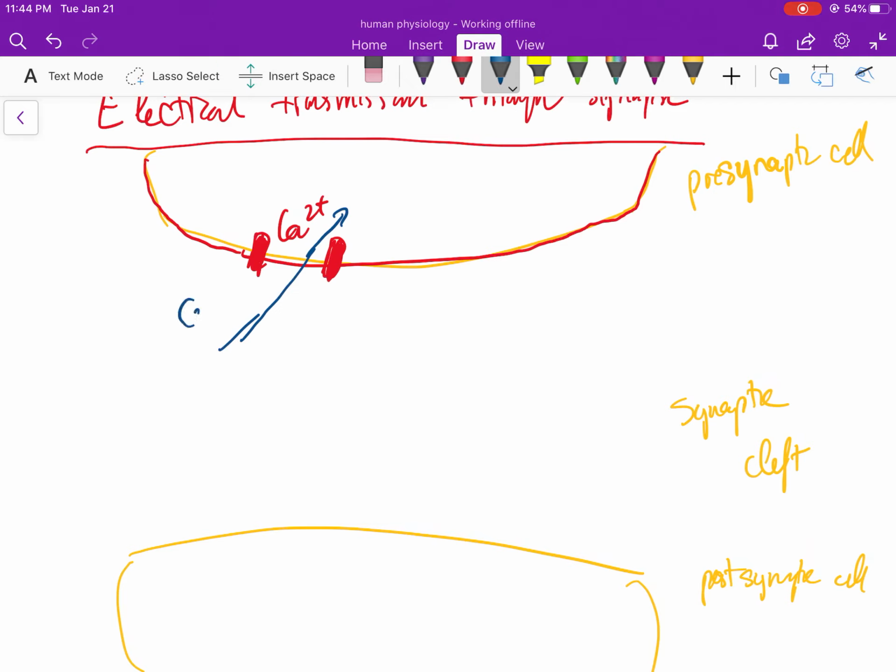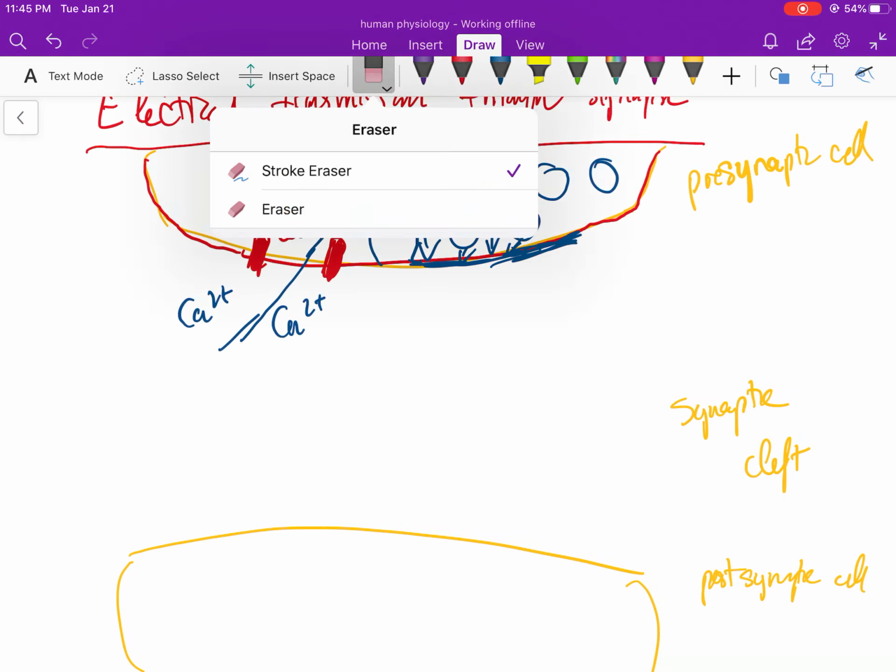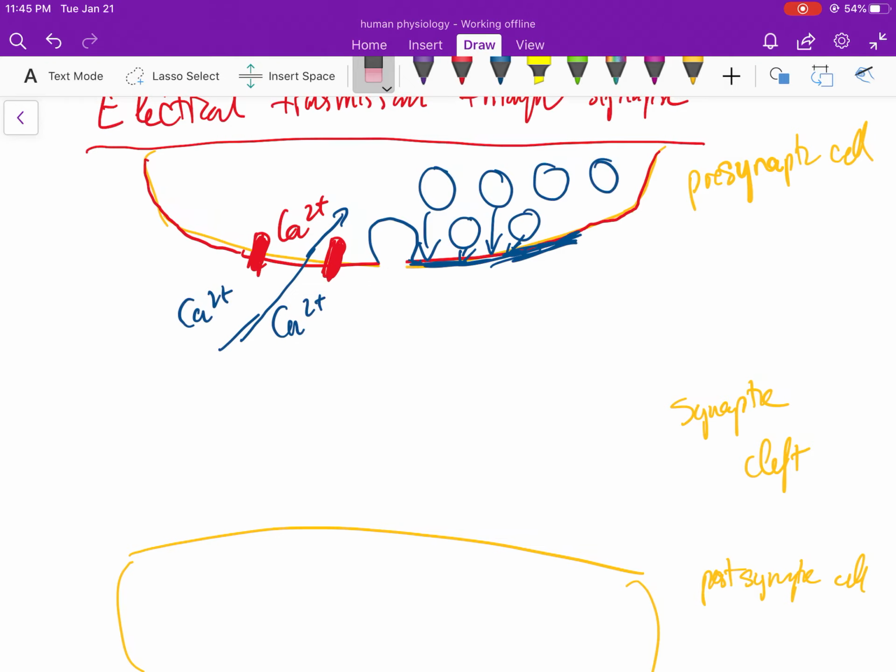So when you have the rush of calcium into the presynaptic cell, then all the vesicles here that carry the neurotransmitter will migrate to our synaptic cleft, and they will fuse into our membrane right here, and then release all of our neurotransmitter right here. So we can see from here, it will release, and then all our neurotransmitter will now go into the synaptic cleft.